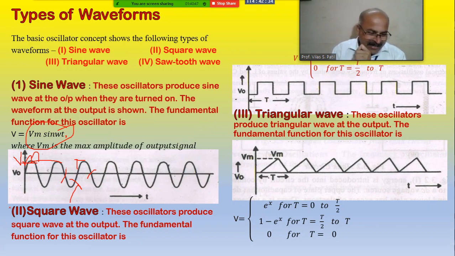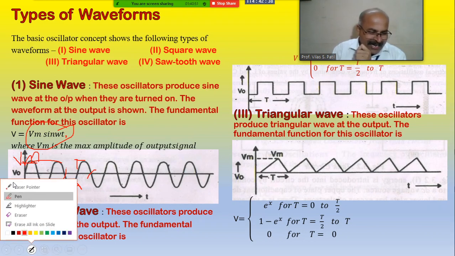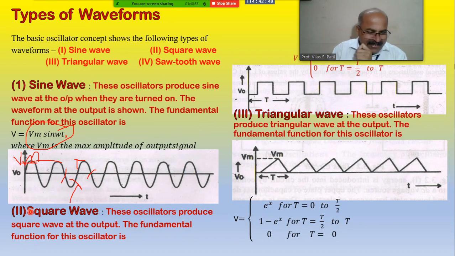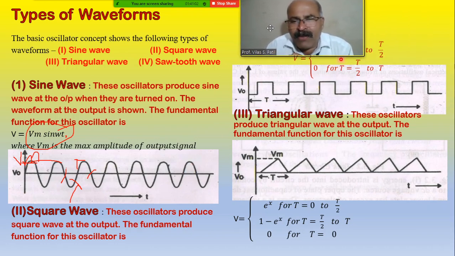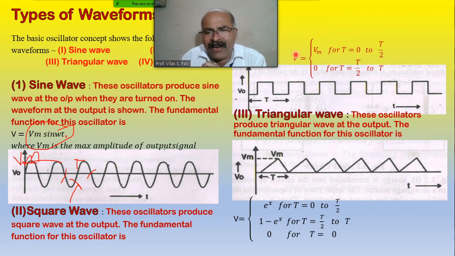See here, friend, this is the square wave. I am going to take the lesson. This is the square wave. That is the oscillation produces the square wave output, and the fundamental function. Fundamental function मी बघणार आहे बघा. What is the fundamental function? That is the fundamental function v is equal to Vm when t is equal to 0 to T by 2.